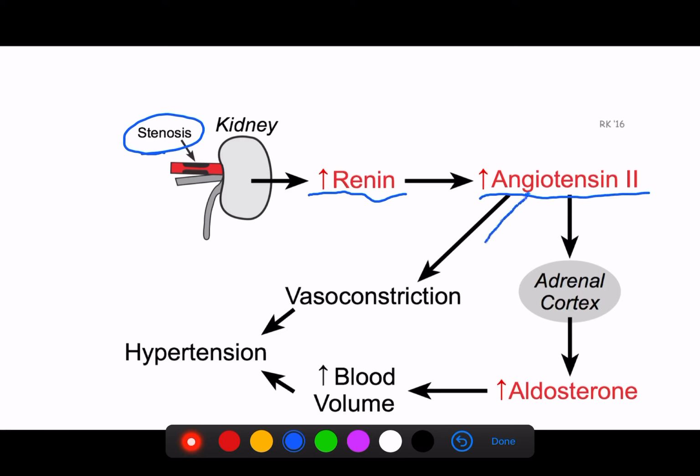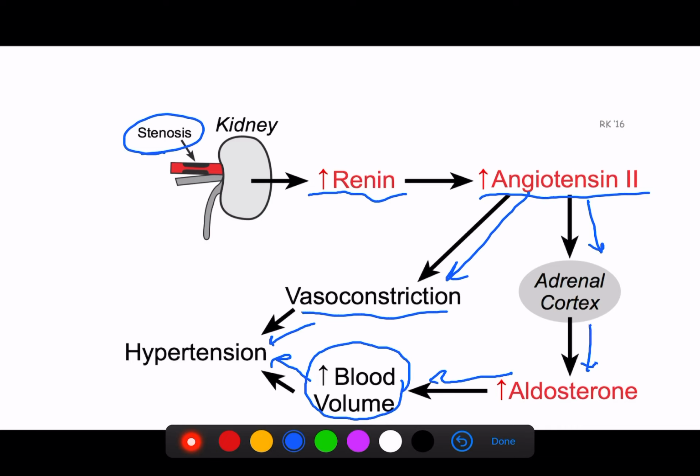Angiotensin 2 has two roles. The first one causes vasoconstriction within the blood vessel wall, and that leads to increased peripheral resistance. So peripheral resistance increases, hypertension increases. Angiotensin 2 also acts on the adrenal cortex to secrete aldosterone. Aldosterone causes increased retention of sodium, increased retention of water, leading to increased water within the blood and increased blood volume, which leads to increased cardiac output, and that causes hypertension.